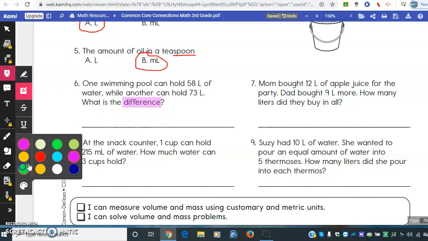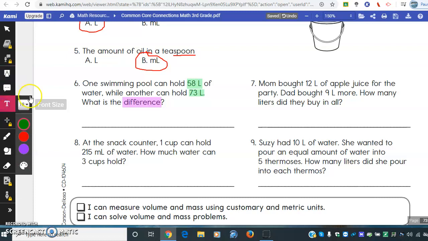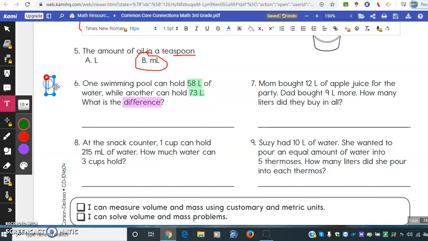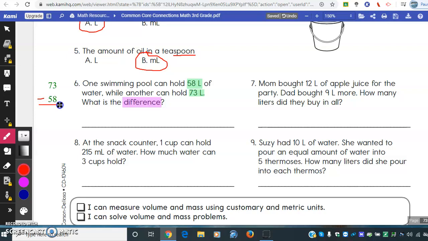So what I need to do is take the number 58 and the number 73 and subtract those two. But I can't just write them any old way that I want to, because when you subtract, which one goes on top? The bigger number. So the 73 needs to be on top. Then you can put the 58 and go ahead and subtract those two.